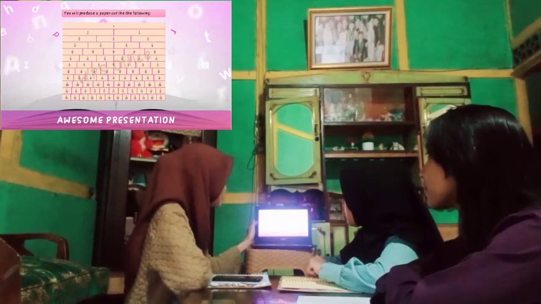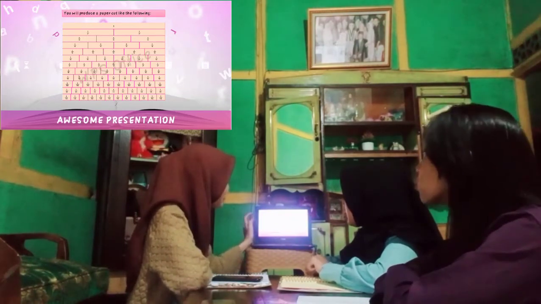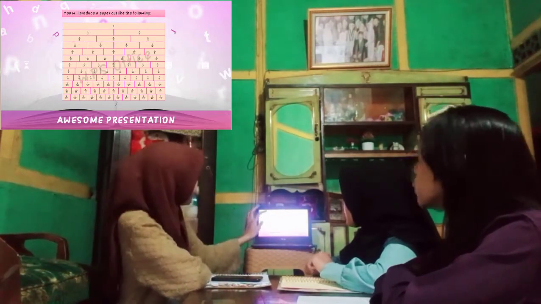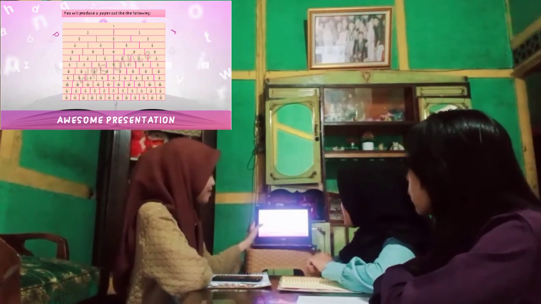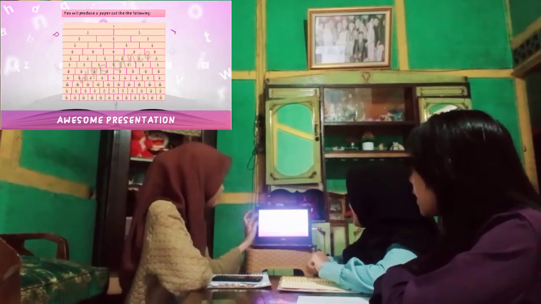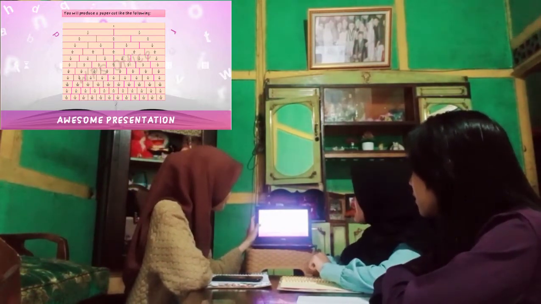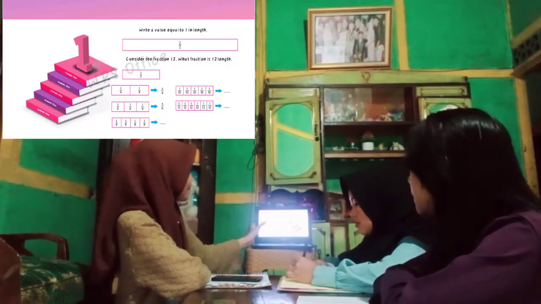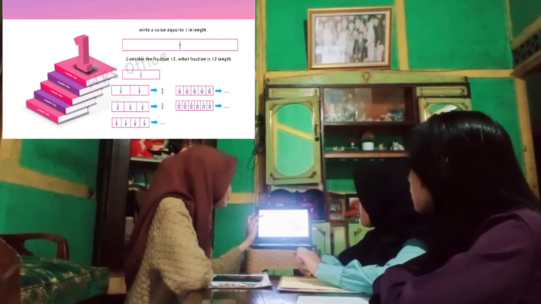Number 1, 1. Number 2, 1 over 2, 1 over 2. Number 3, 1 over 3, 1 over 3, 1 over 3. Number 4, 1 over 4, 1 over 4, 1 over 4, 1 over 4. Number 5, 1 over 5, 1 over 5. Okay, next slide. Write a value equal to 1 in length.